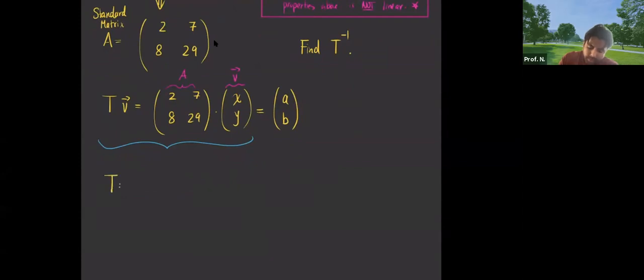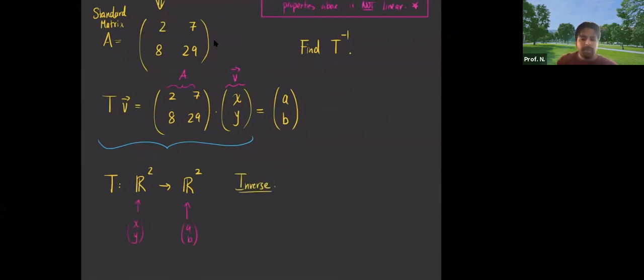T goes from R2 to R3 to R2. Where is this from? V is from this guy, and then AB, the matrix A, the vector AB. So I'm going to write this as XY. XY is in R2, and then AB is in R2 as well. Now, what is the inverse going to do?